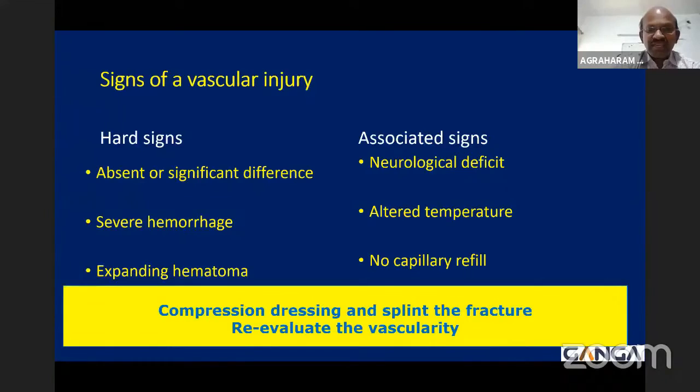In casualty, the moment we see the patient, immediately we may not be able to feel the pulse. So resuscitate the patient.